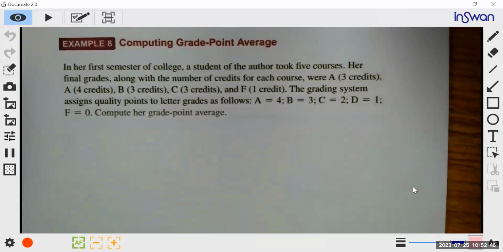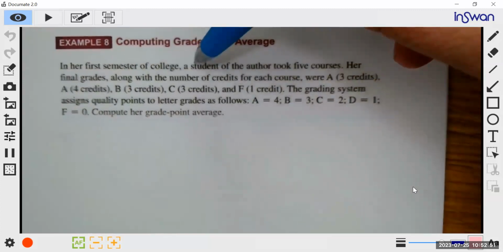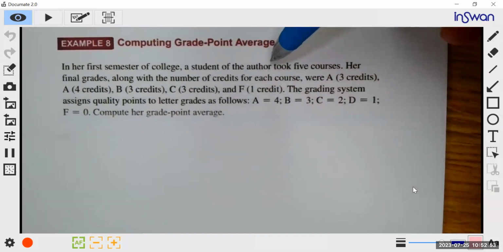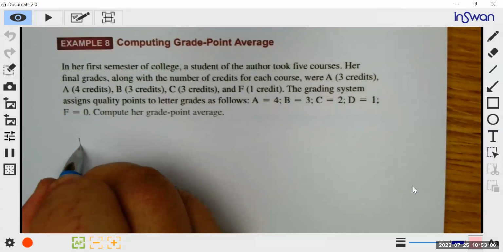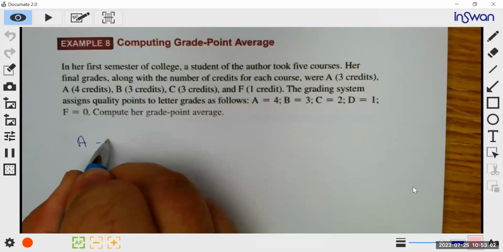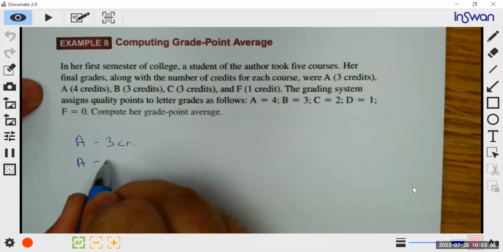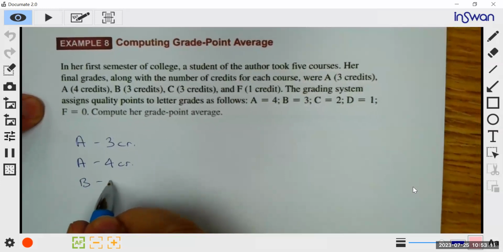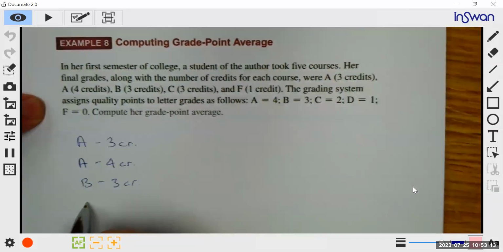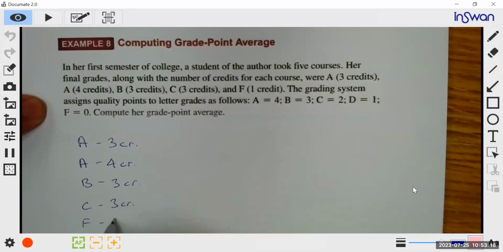The last thing we're going to do, calculating grade point average. In her first semester of college, a student of the author took 5 courses. Her final grades were given along with the course credits of each. The A was a 3-credit course. They had a class with 4 credit hours. B was a 3-credit course. C was a 3-credit course. And she got an F in a 1-credit course.